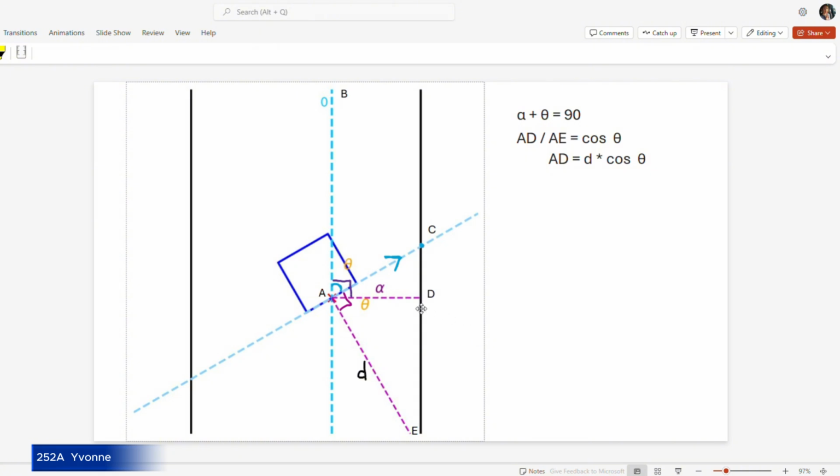So given this, we can derive the fact that AD over AE equals cosine theta, and from this, we can quickly derive that AD equals D times cosine theta. So to summarize, given a distance sensor's value and the current brain inertial rotation in degrees, you can solve for AD.